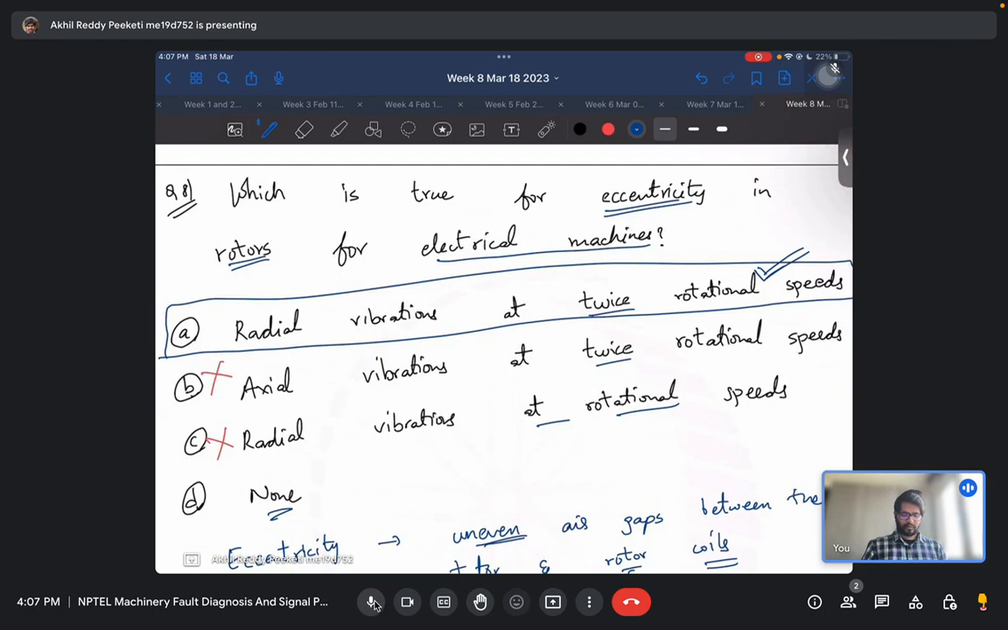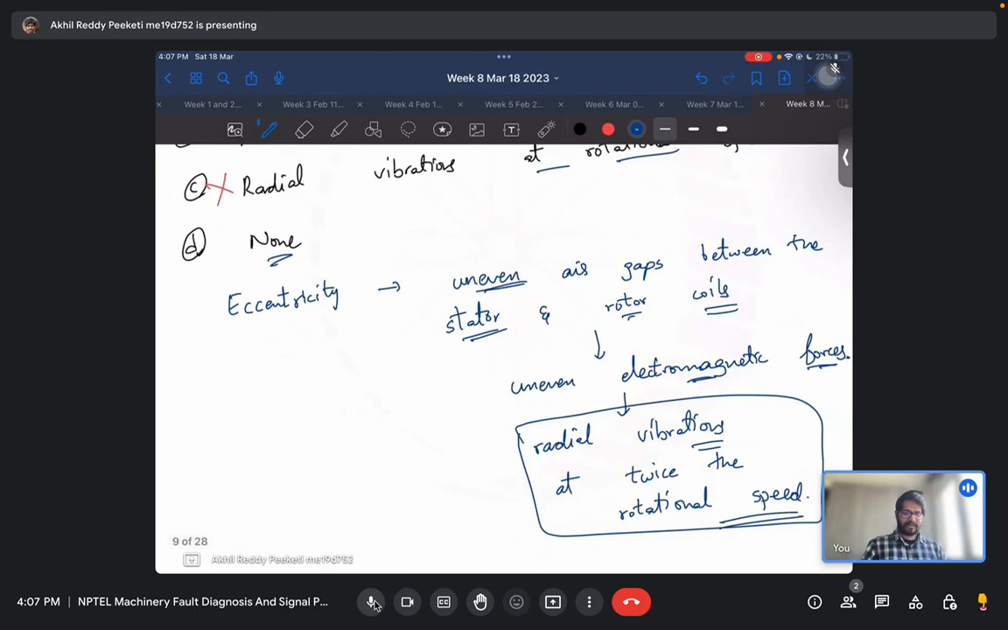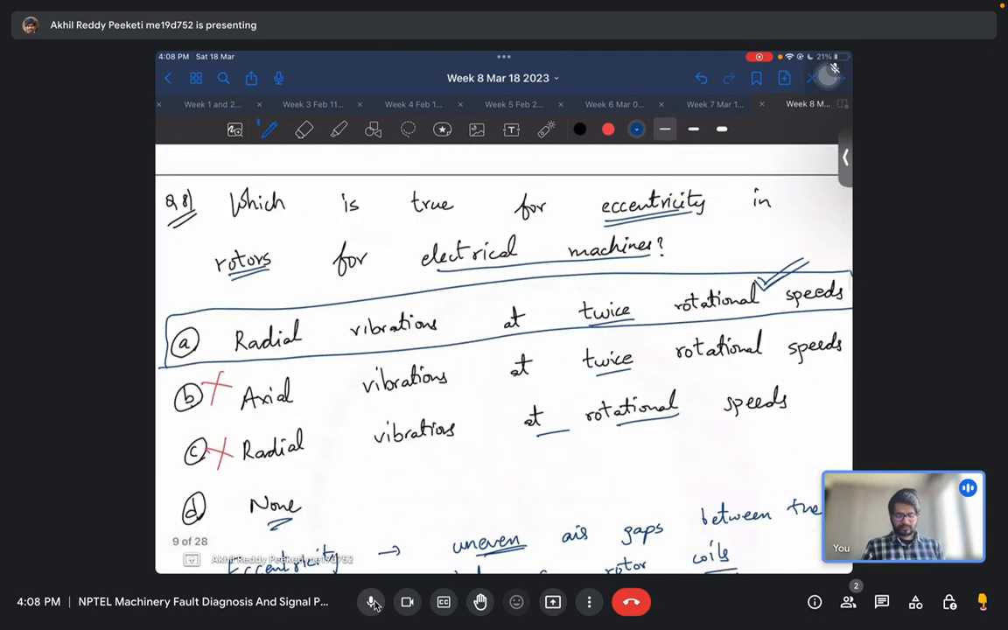And so, how will eccentricity in rotors characteristically look in the frequency spectrum? If there is an eccentricity, then it creates uneven air gaps between the stator and rotor coils, which in turn generates uneven electromagnetic forces and the corresponding torques. So there will be radial vibrations at twice the rotational speeds. If there are radial vibrations at twice the rotational speeds, then you can say that there is some eccentricity in the rotor. And if there are axial vibrations at twice the rotational speeds, then it is the shaft misalignment.